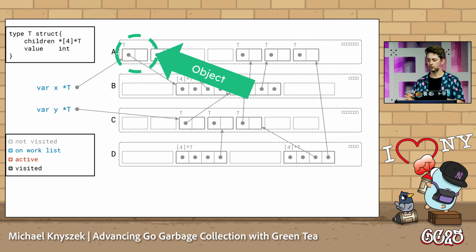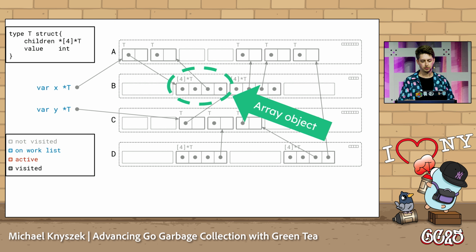Each of these rectangles represents an object. Each object is labeled with its type. This object in particular is an object of type T, whose type definition is in the top left. It's got a pointer to an array of children and also some values, so we can surmise this is some kind of recursive tree data structure. In addition to the objects of type T, you'll notice that we have array objects containing star T's. These are pointed to by the children field of objects of type T.